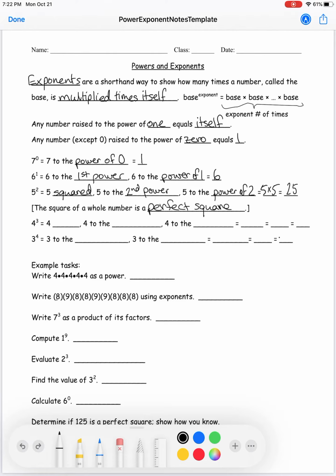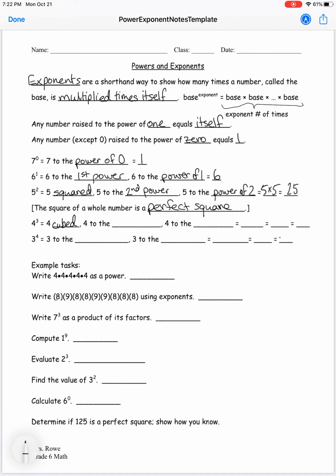Okay. If you have an exponent of 3, that also has a geometric tie-in. You could call it 4 cubed, because it would be the volume of a cube that has an edge length of 4. It could still just be called 4 to the third power, in a similar fashion as the above couple of examples, or 4 to the power of 3.